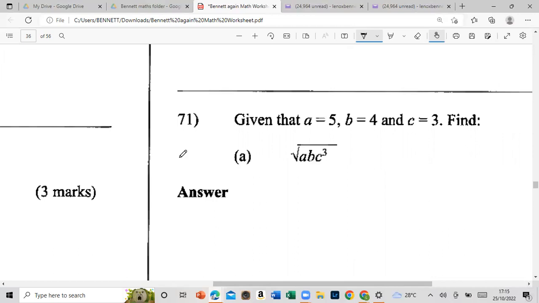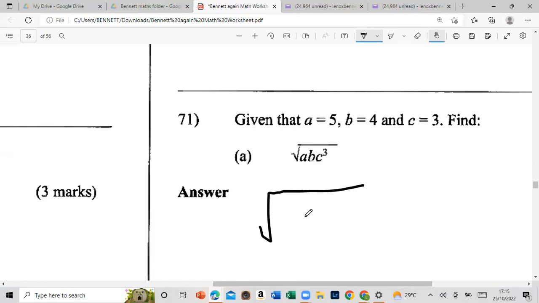It's up at the top. So this one says, given that A is equal to 5, B is equal to 4, and C is equal to 3, find the value of the square root of ABC cubed. So first, we need to rewrite it so everybody can see.